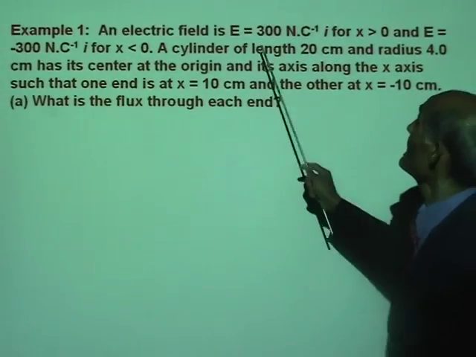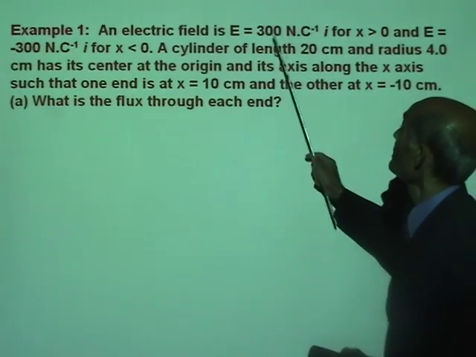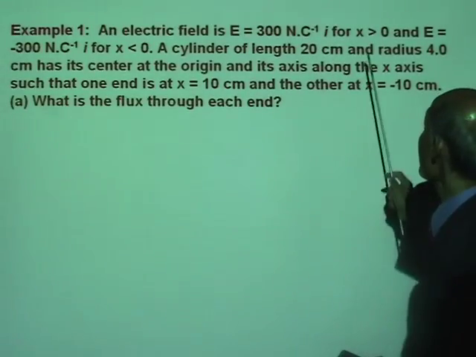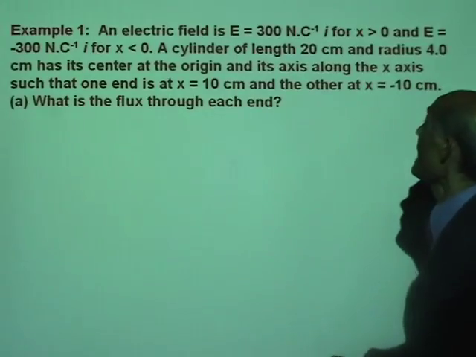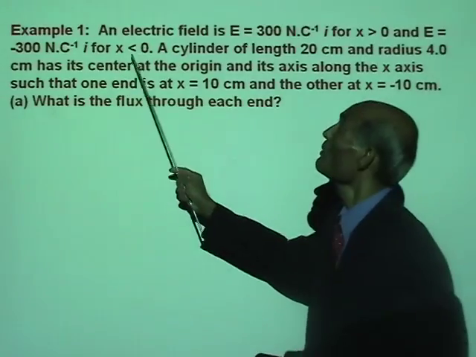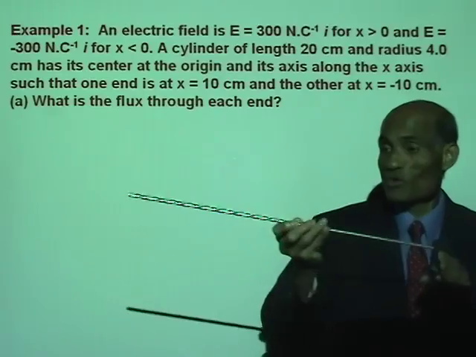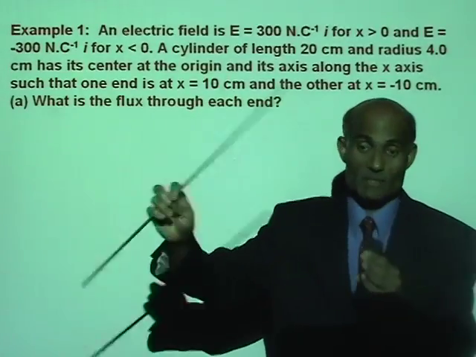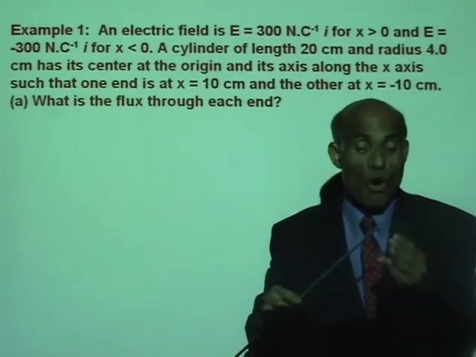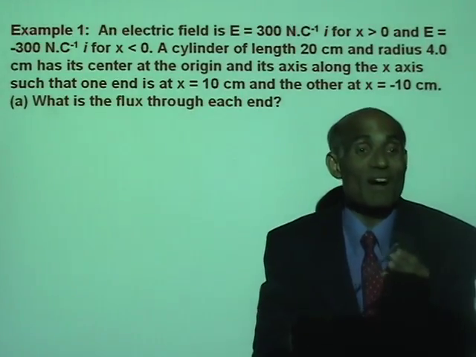An electric field is E equal to 300 Newton per Coulomb i. You understand that it is an electric field in the positive x direction for x greater than 0, and E equal to negative 300 Newton per Coulomb i for x less than 0. That means to the right of the origin you have an electric field directed to the right. To the left of the origin you have an electric field directed to the left. Obviously, it means that the field is created by a positive charge at the origin.